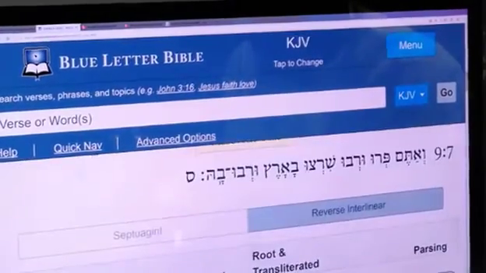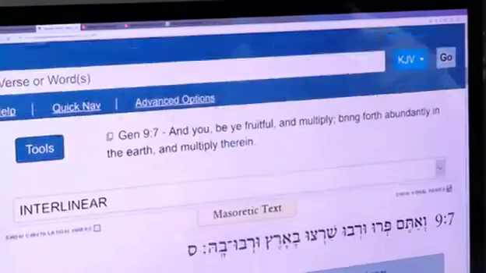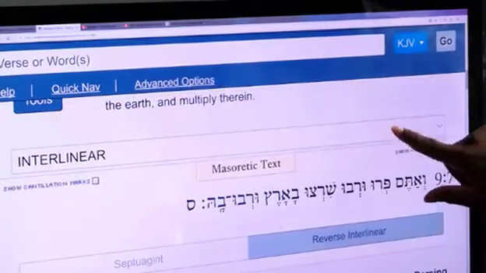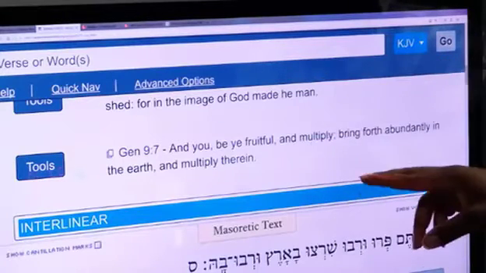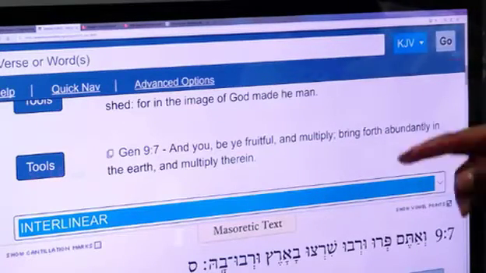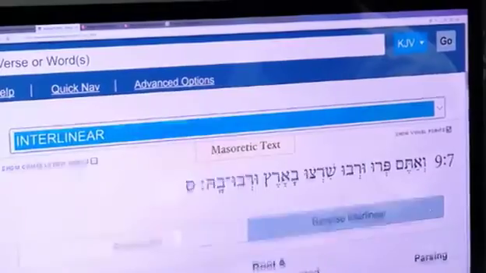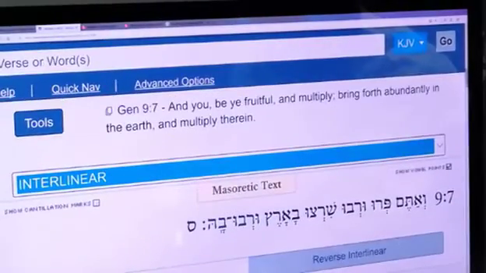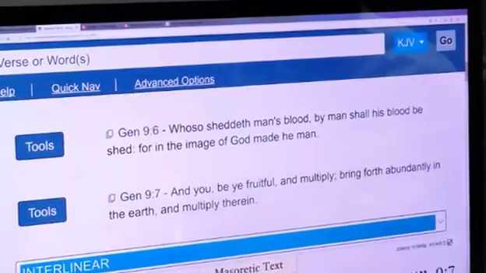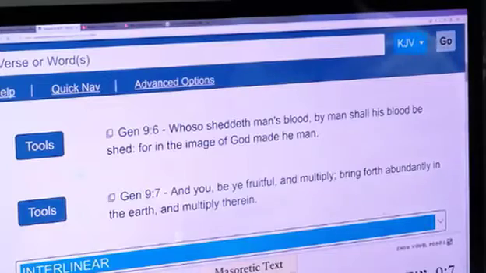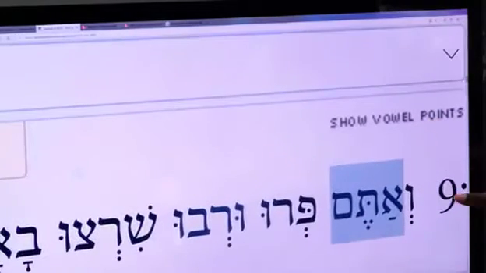Okay, here's an example of the plural form, which we're going to cover later. This is an example of the plural form coming from Genesis 9, verse 7, where it says, and you, be ye fruitful and multiply and bring forth abundantly in the earth and multiply therein. Now the word there where it says, and you, because he's speaking to the sons of Noah, so he's speaking to more than one person at a time. So therefore, the plural form is used.